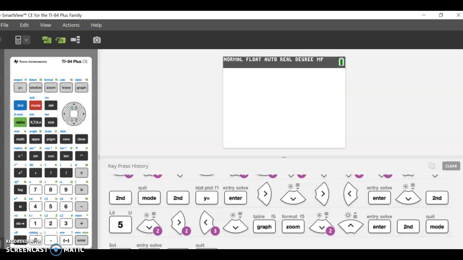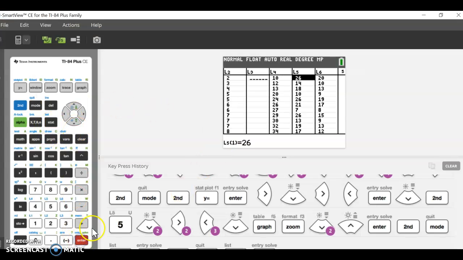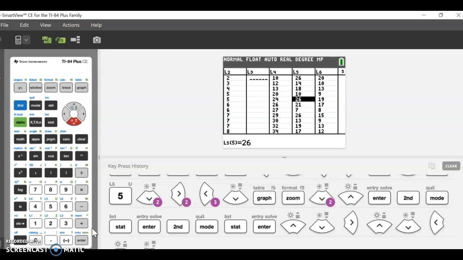So we're going to use our calculator. We're going to go to Stat, go to Edit, and then type our numbers into L5 and then L6. If you need to pause the video, please do so, but there's your data that you want to have typed in. Now if you recall, we made a scatter plot.